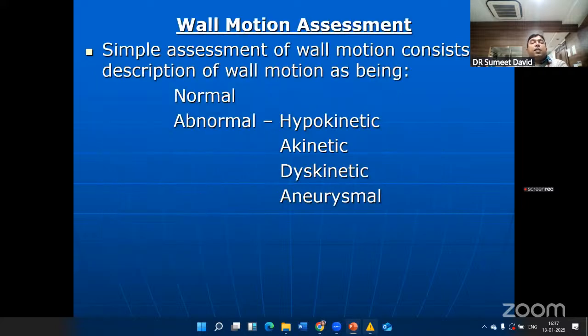So again, the same thing which I told you previously, the grades. Normally, the echo, the myocardium is normal. When it's abnormal due to ischemia, first of all, there's a hypokinetic segment, then it's an akinetic segment, and then dyskinetic, and later at the end, aneurysmal dilatation.